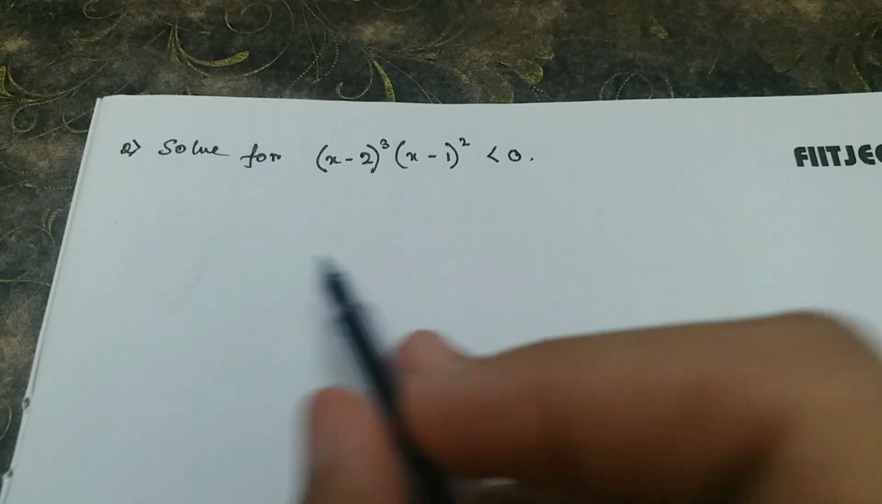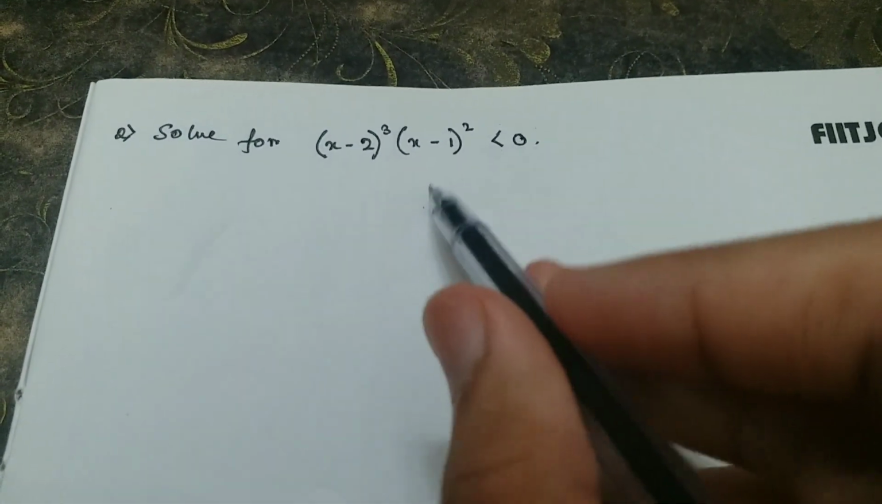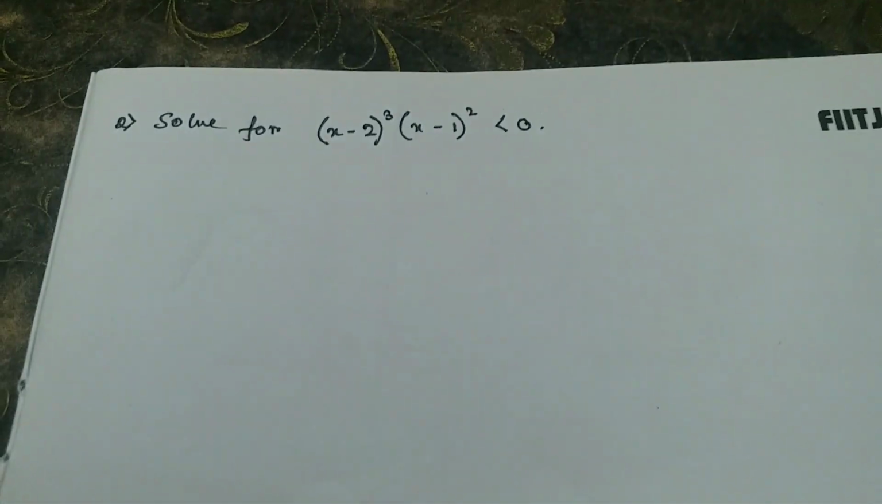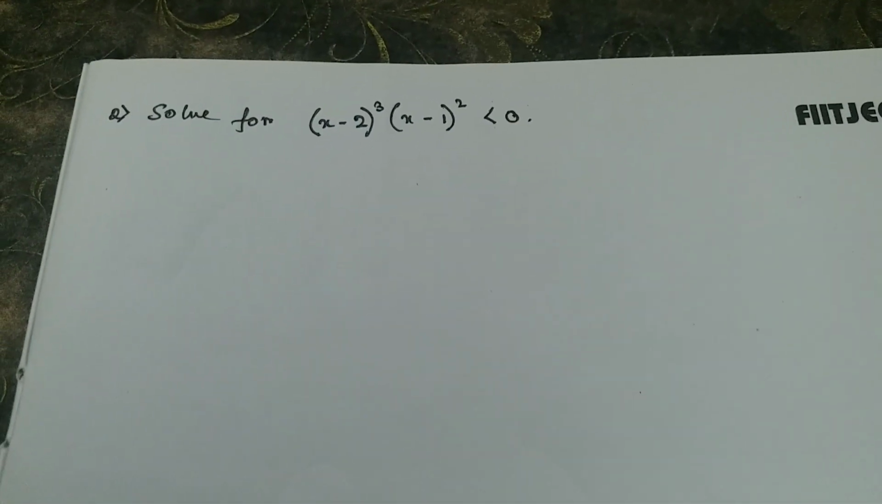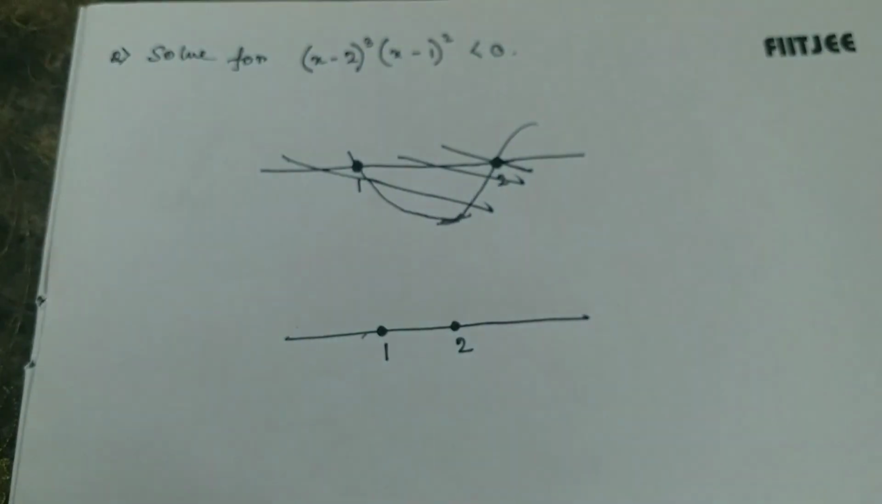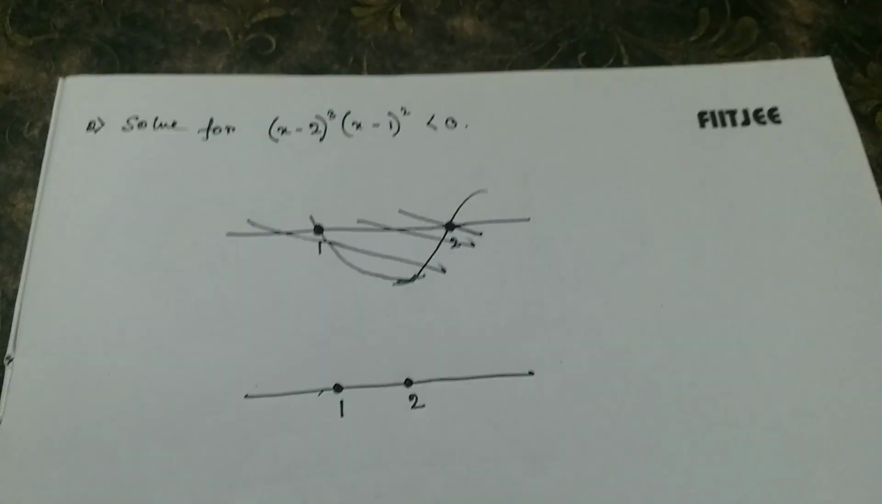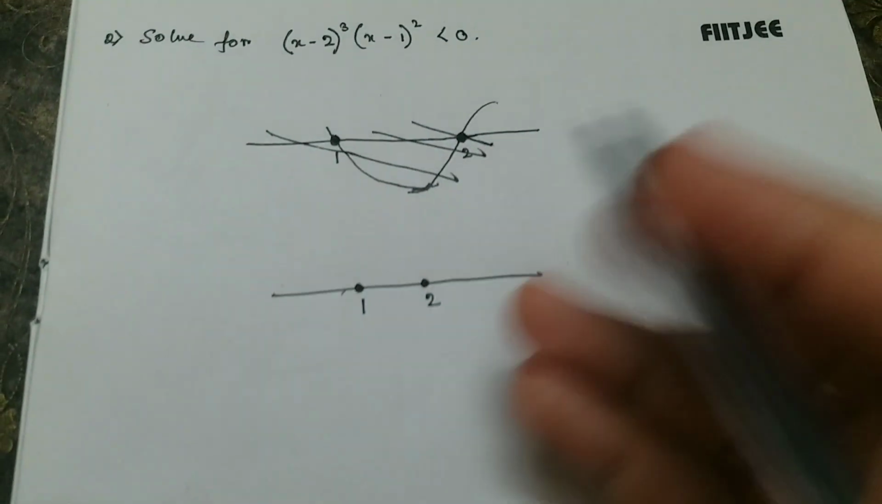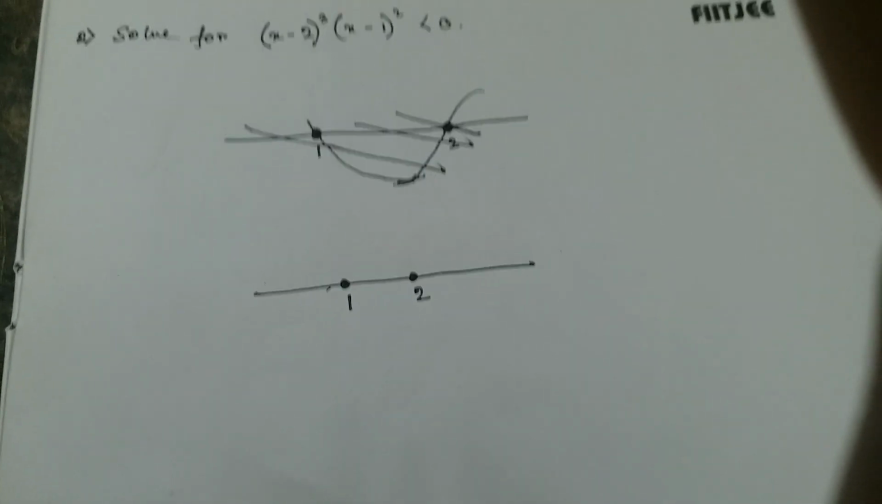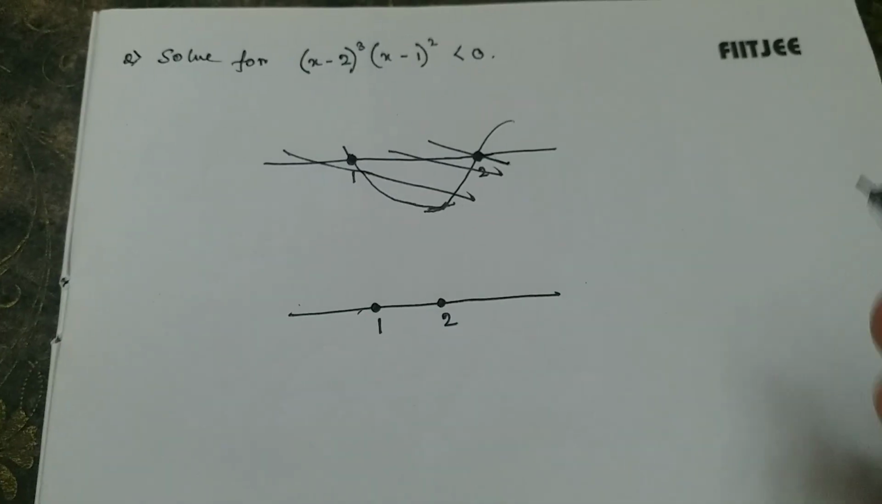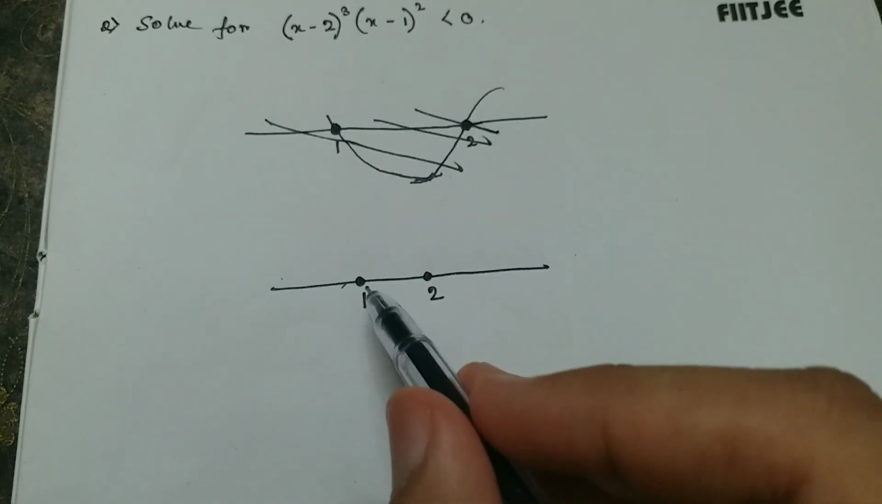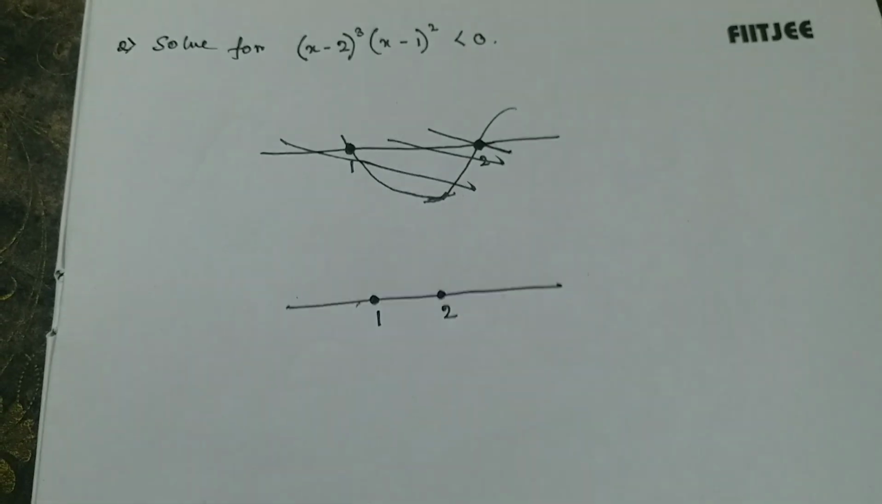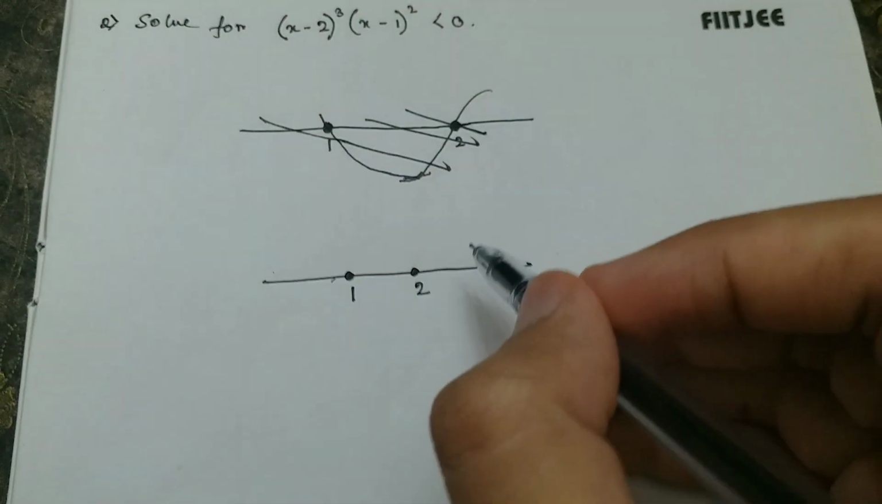So now the question is: solve for x minus 2 whole cube into x minus 1 whole square lesser than 0. So let's solve this. Let's do as we did in the previous problem. We have drawn a number line and plotted the 2 points 1 and 2. No denominator here, so both the points are given black circles. No points of discontinuity 1 and 2 here.